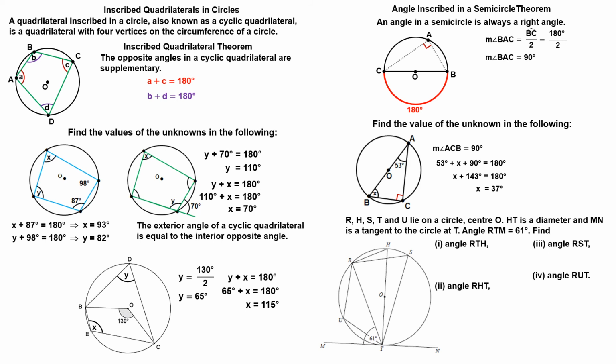MN is a tangent to the circle at T and HT is a diameter, so the angle MTH is a right angle. The angle RTH is 90 degrees minus 61 degrees. The angle RTH is 29 degrees. The angle HRT is an inscribed angle in a semicircle, so it is 90 degrees. The sum of the interior angles of any triangle is 180 degrees. The angle RHT is 61 degrees.